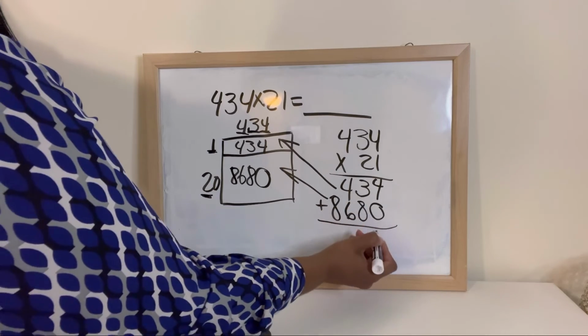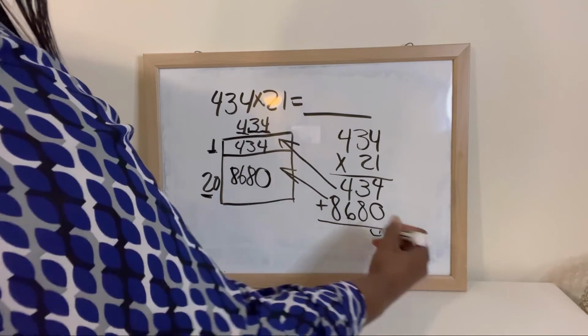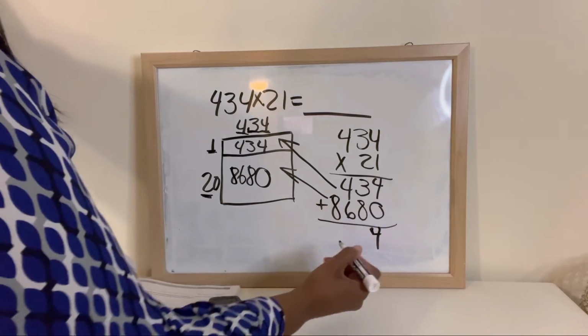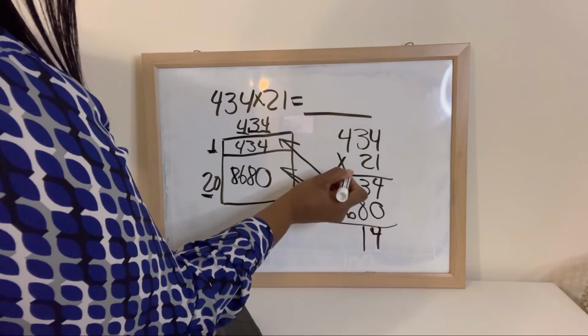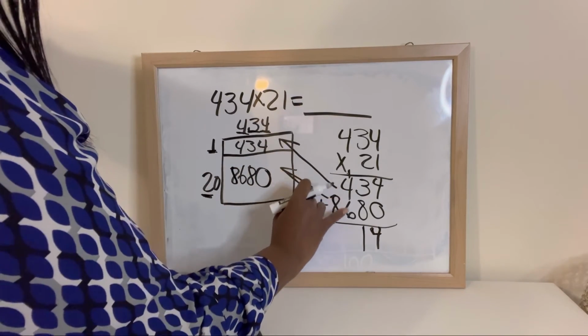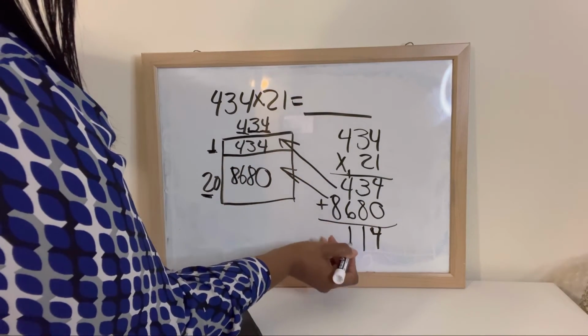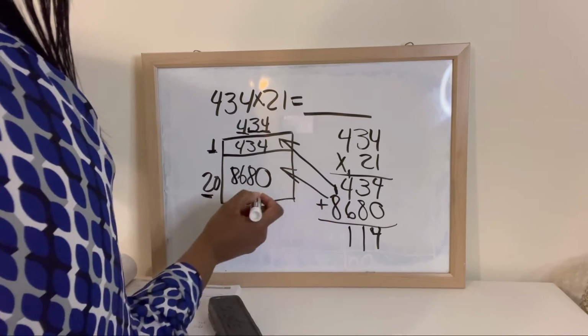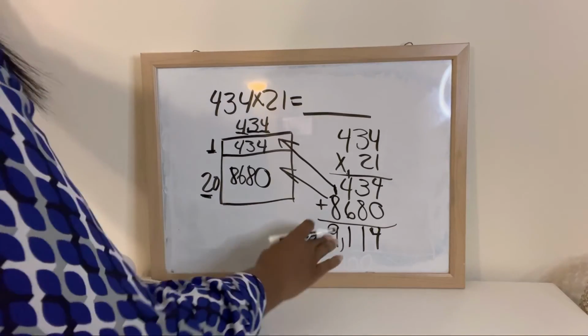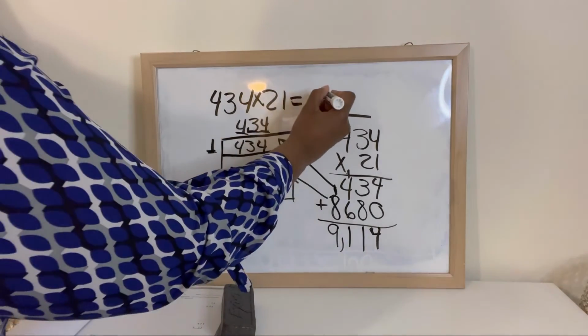4 plus 0 is 4. 3 plus 8 is 11. You put in a 1, carry the 1 here. 1 plus 4 is 5. 5 plus 6 is 11. Put the 1, carry the 1 here. 1 plus 8 is 9. So our product will be 9,114.